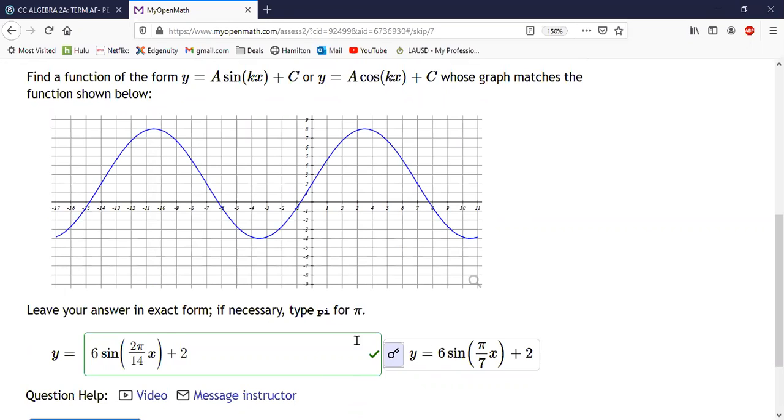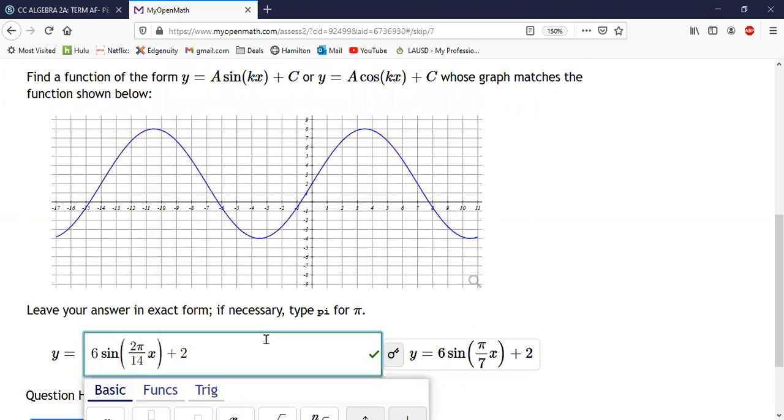Now let me do that one more time. How did I know the B value was 2 pi over 14, or pi over 7? Look for any point along the graph that you think is going to be easy to count. And we have to get from a starting value. We can be way over here, negative 14. We go up and down, and we're back to start at 0. So from negative 14 to 0, that's 14 spaces. So my period is 14.